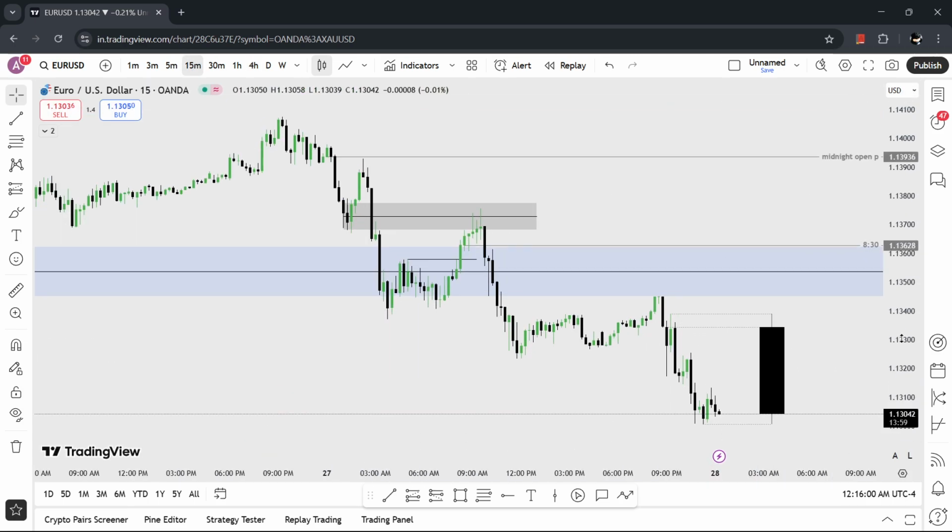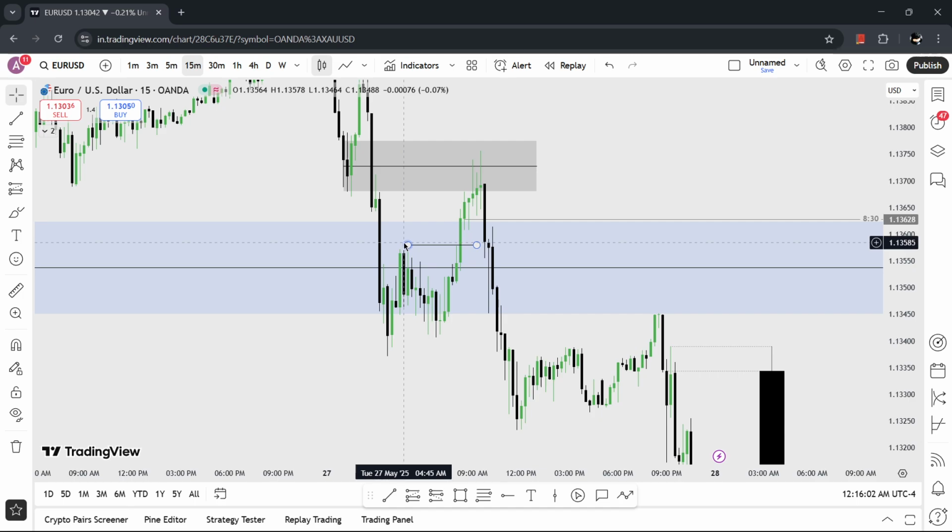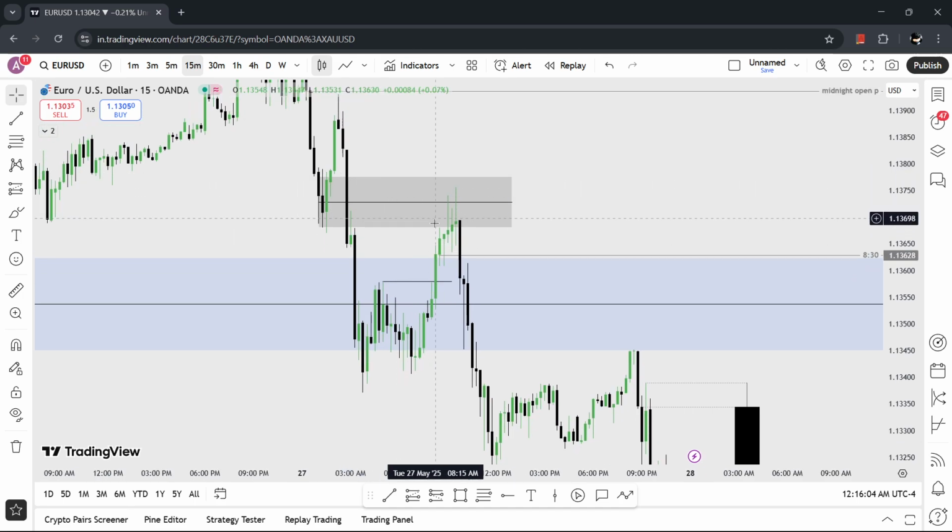Going to 15-minute chart. There is your short term high. There is that 4 hour fair value gap. Went to that fair value gap. Here is the 830. Above 830. 4 hour.